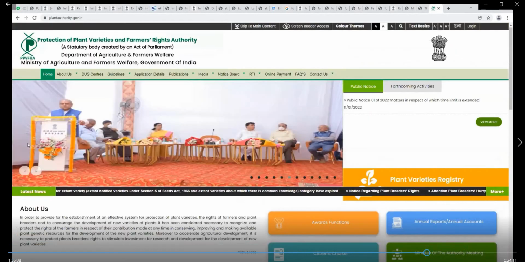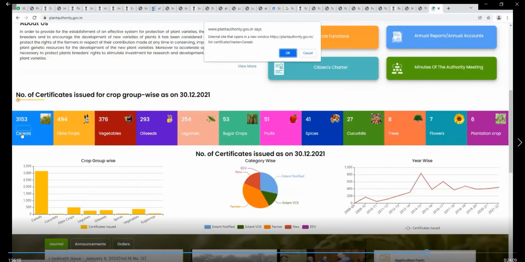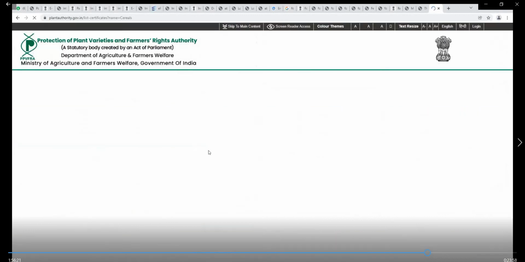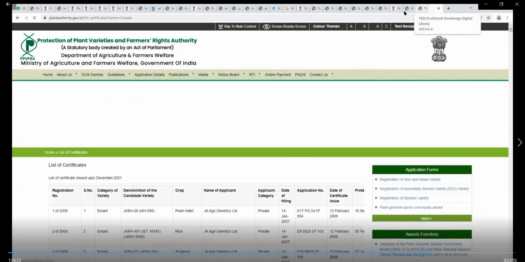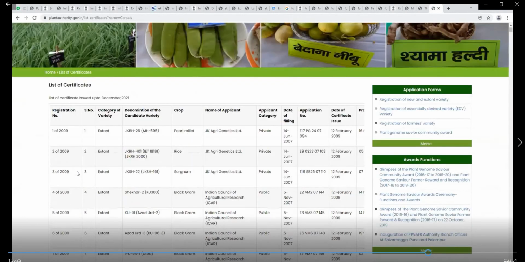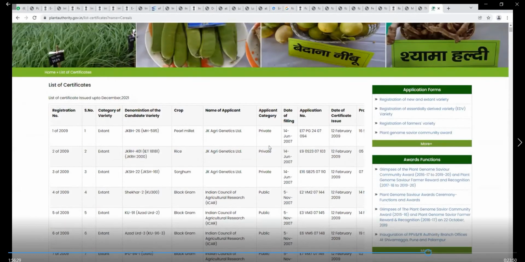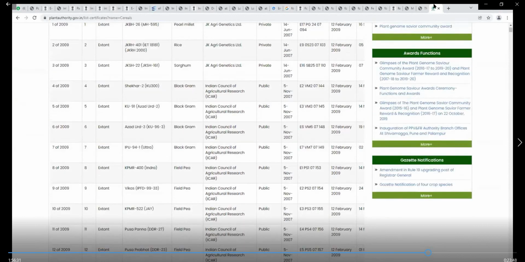over here. If you go, they have given certification to cereals, fiber crop, vegetable, oil seed, legumes, sugar fiber, fruit, spices. So everything is there in this website. You can go and look over here. So these are the list of certificates given. So these are the things. So everything is available nowadays online. If we want, we can go and visit everything.